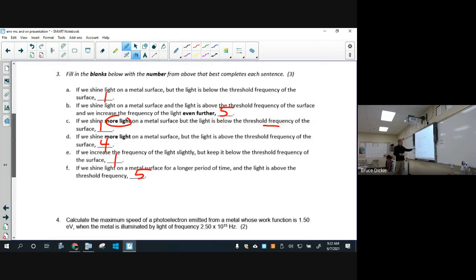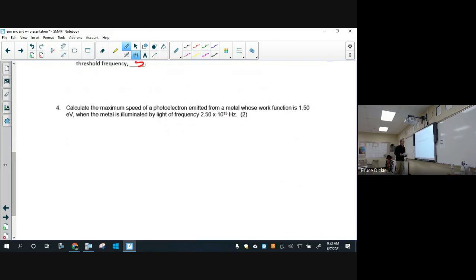And finally, our last question here. Calculate the maximum speed of a photoelectron emitted from a metal whose work function is 1.5 eV, when the metal is illuminated with light of frequency 2.5 times 10 to the 15. Because we're looking for speed, and we're going to have to use 1/2 mv squared, I want to convert that 1.5 eV to joules. Remember, you can use electron volts usually, but as soon as you introduce 1/2 mv squared or QV, then you've got to use joules. So let's do that right off the top.